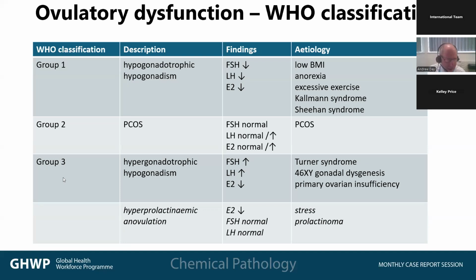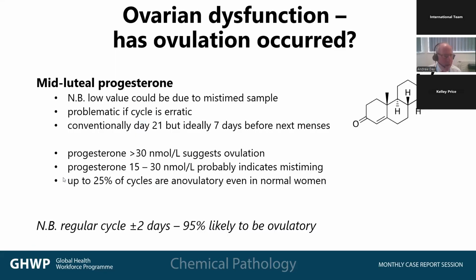Before we get stuck into looking at each of those 3 causes, however, let's just think a little bit more about the tests that we do to tell us whether ovulation has occurred. In other words, that a normal menstrual cycle is underway. And I think we're all very familiar with the use of mid-luteal phase progesterone as the test for ovulation. A few things to say about mid-luteal progesterone.